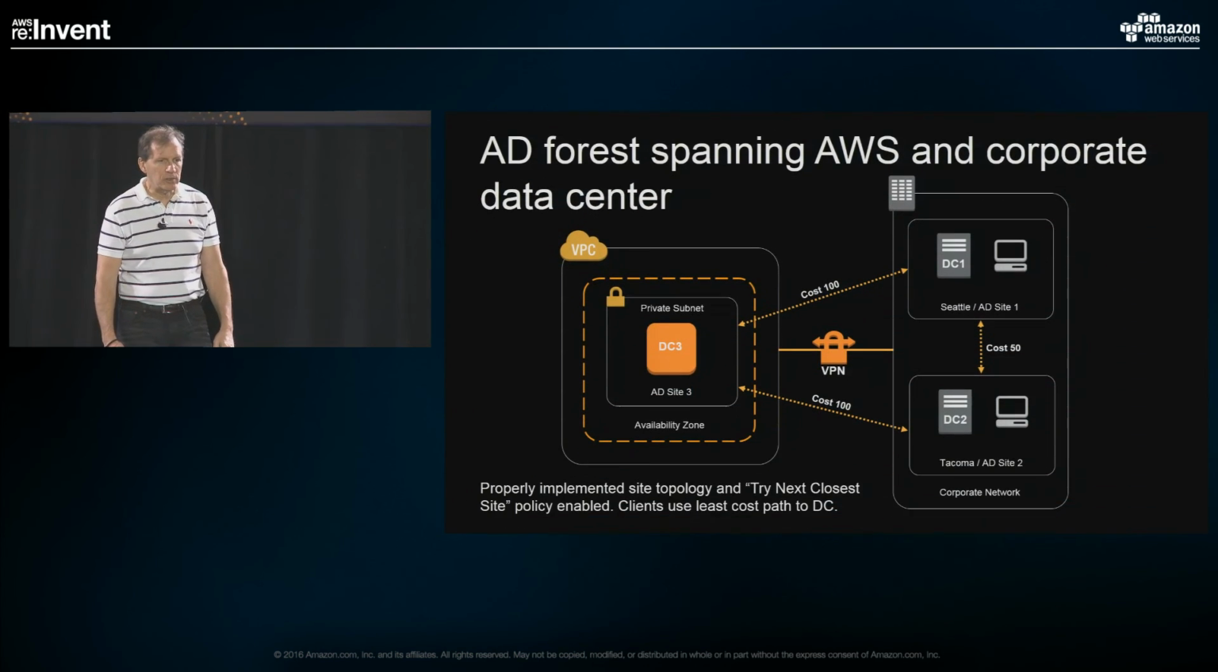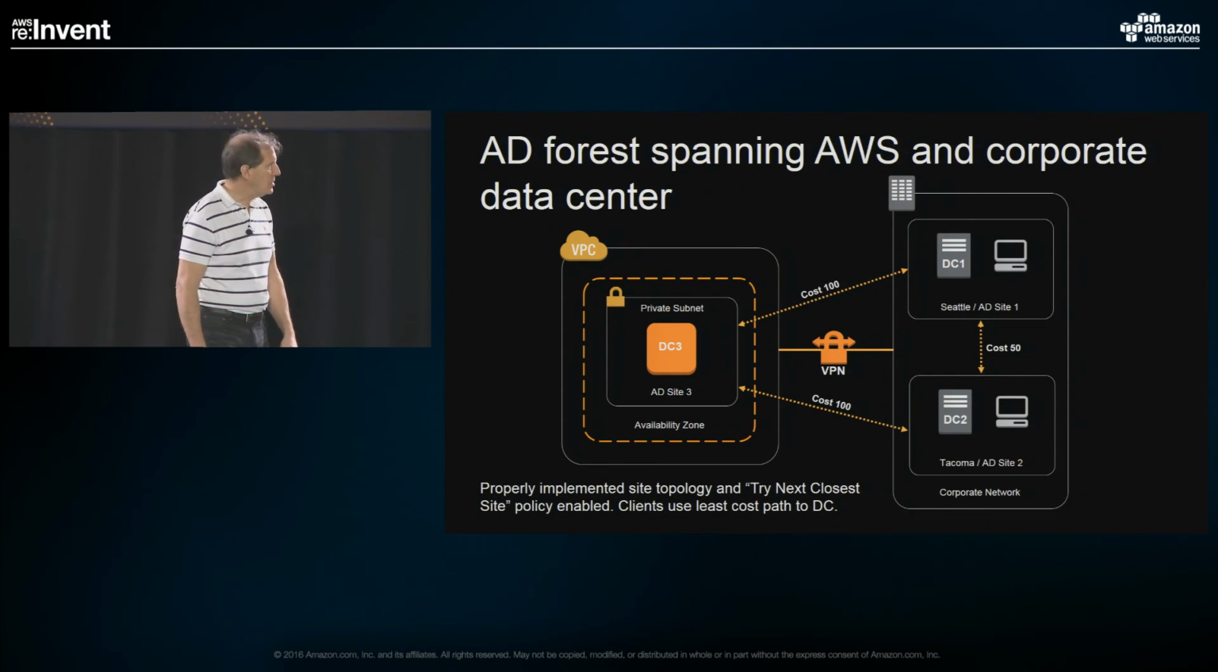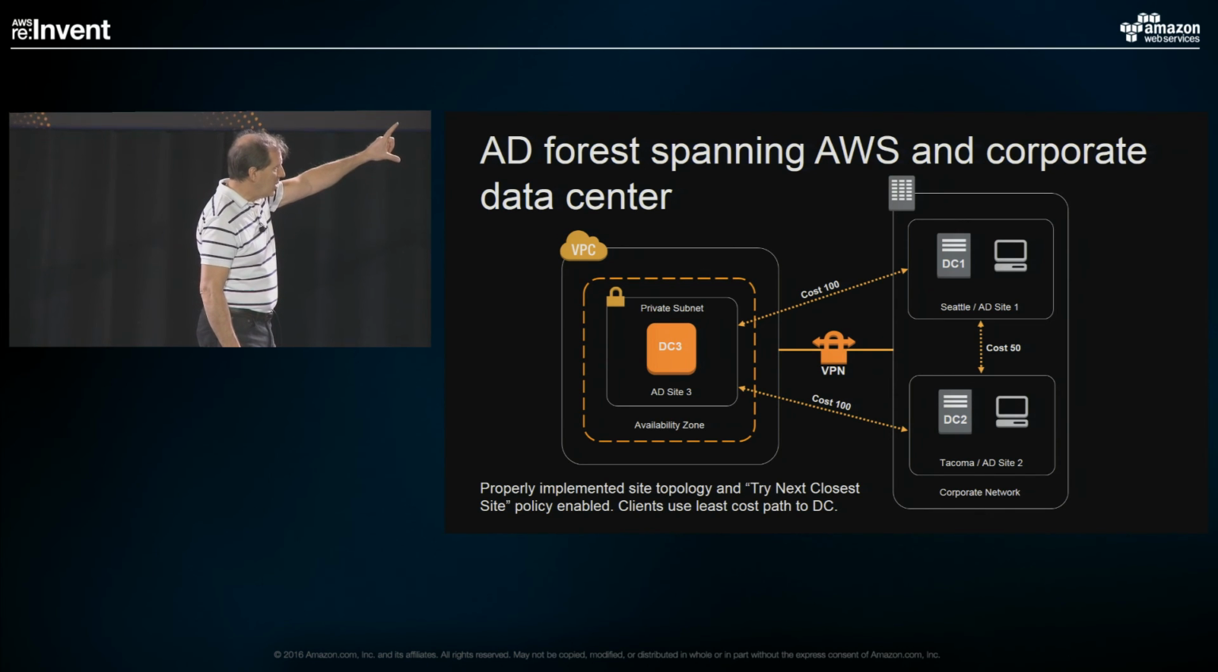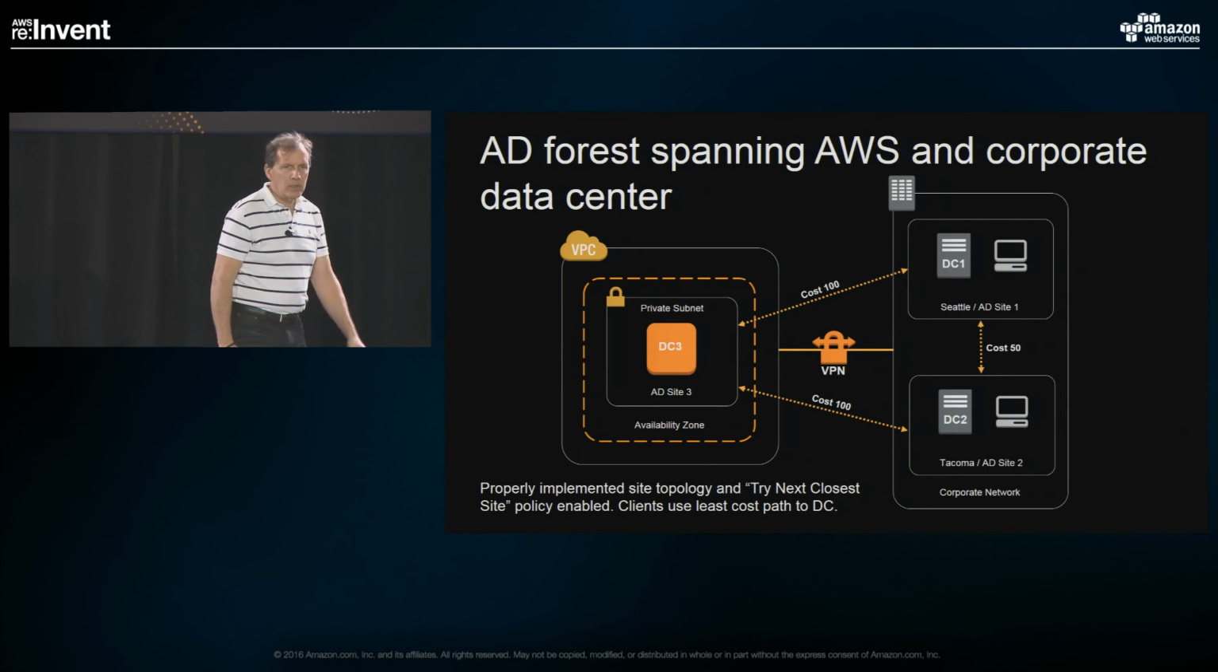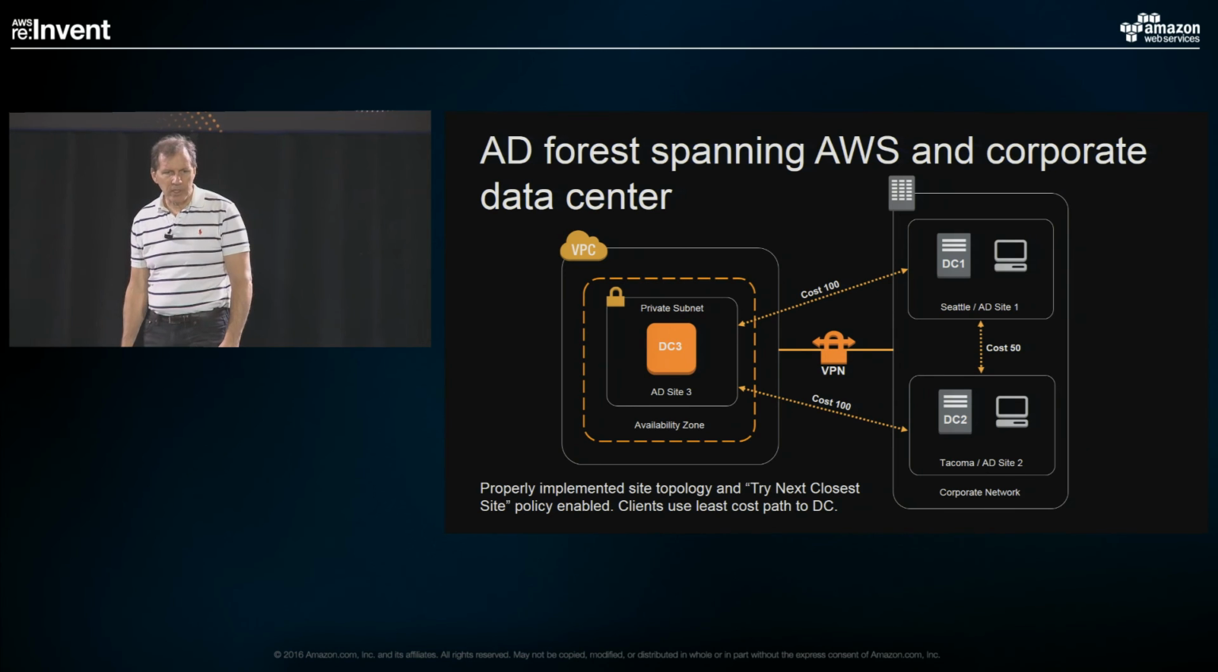So you're going to want to make sure you set up the costing in your routes so that the costing is faster within your corporate network to go from Seattle to Tacoma than it would be to go up into the cloud. So that's something you'll want to make sure that you set up.